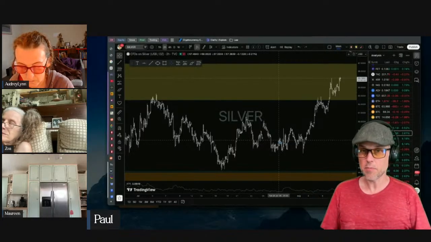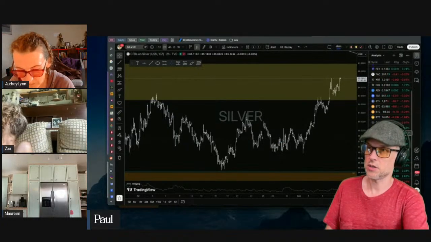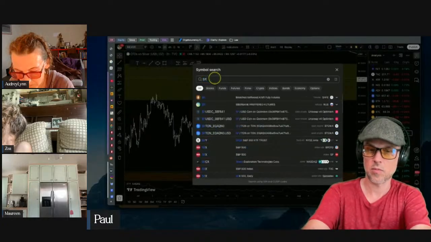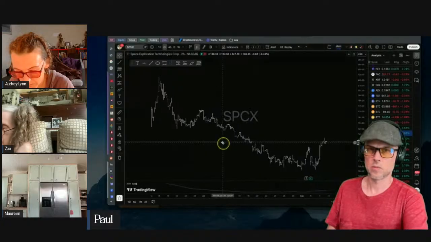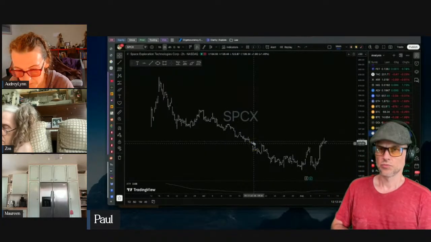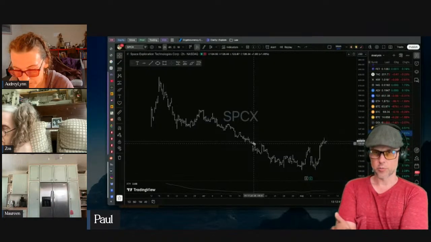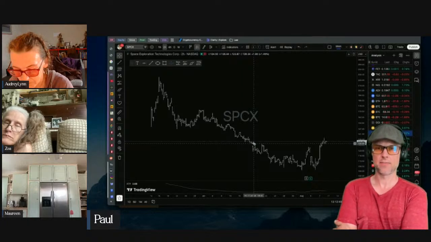If the trend is bearish, let's go look at a bearish symbol right now. Here we go. Here's a bearish trend. It's on SpaceX. I would not be looking to purchase this based off of this chart. I would need other data.